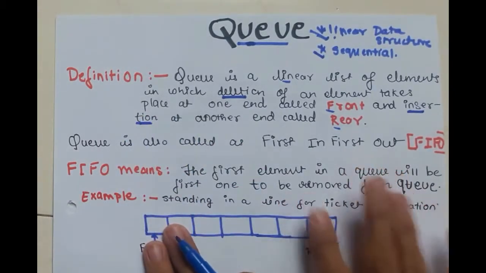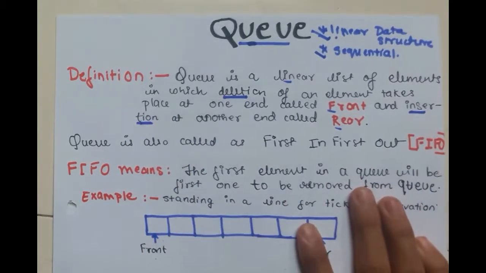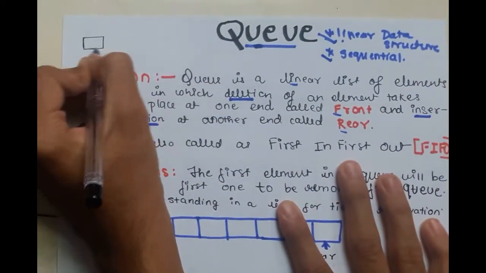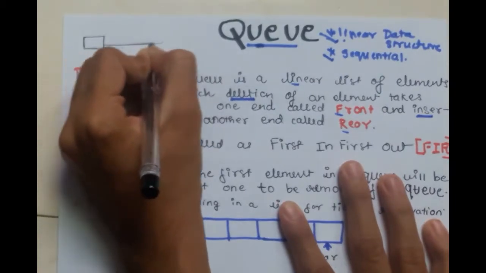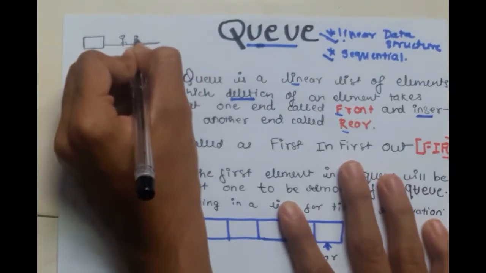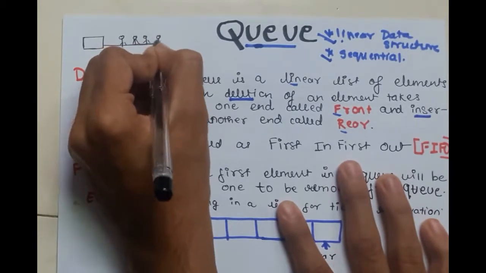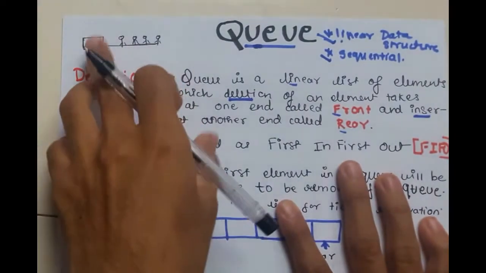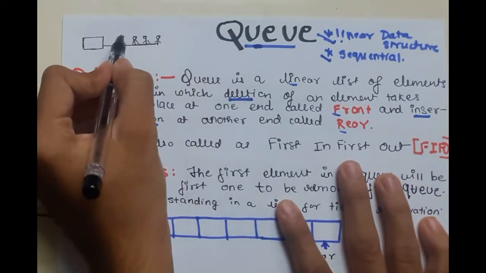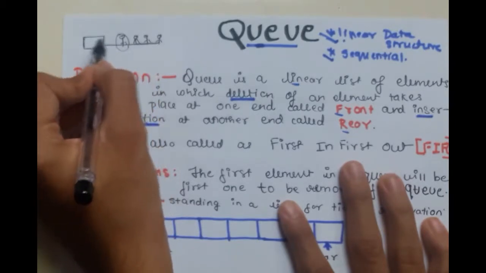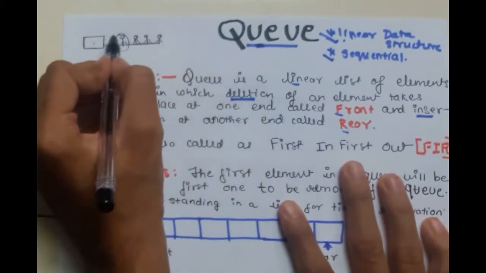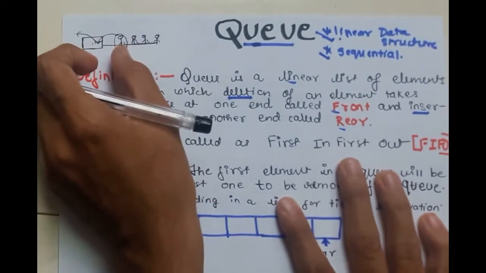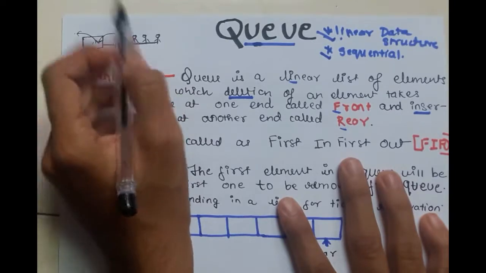Okay, so whenever you think about the queue, think like this. This is the destination, suppose. And this is the queue, and the persons are standing in this queue. Suppose this is the movie ticket counter. You want tickets from here. So the first person standing in the queue will get the ticket first and will leave the queue first. So from here, this person will be removed from the queue.